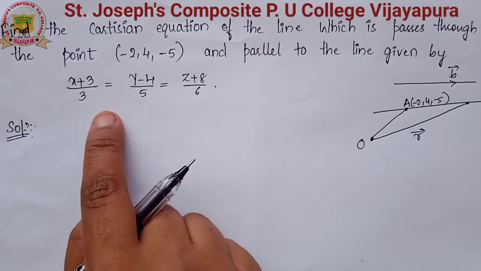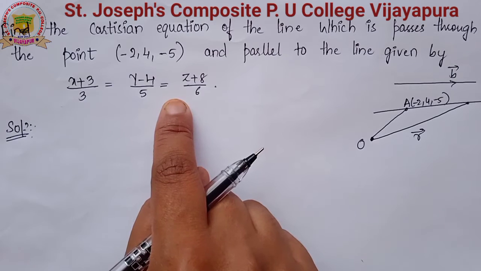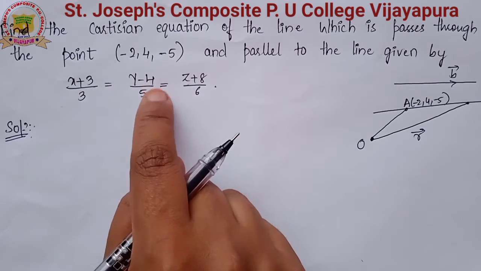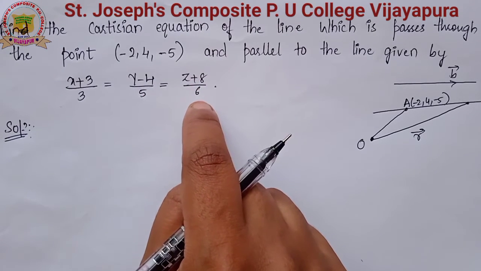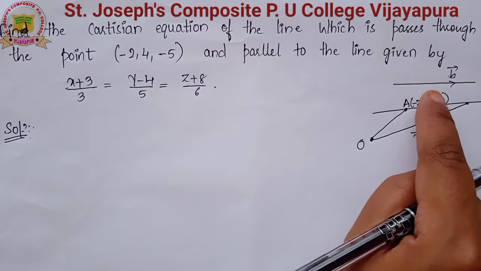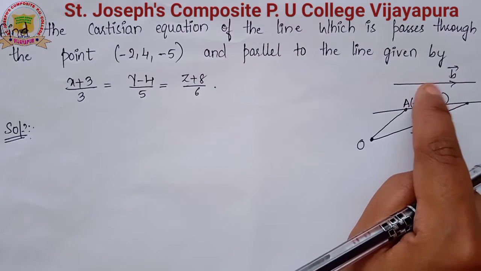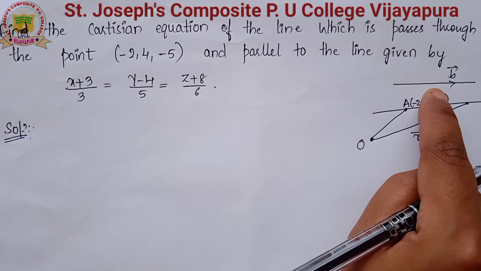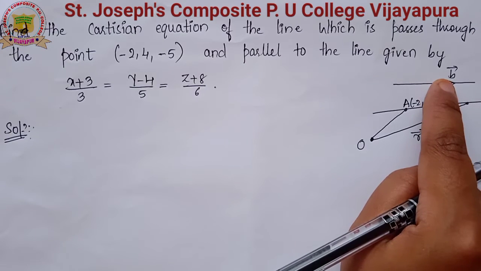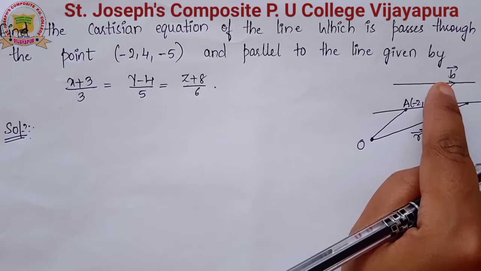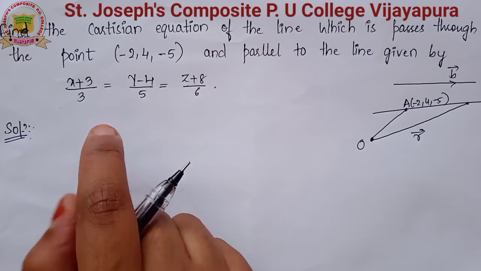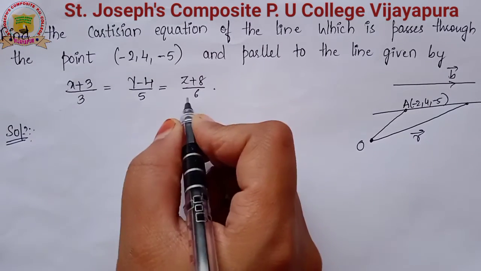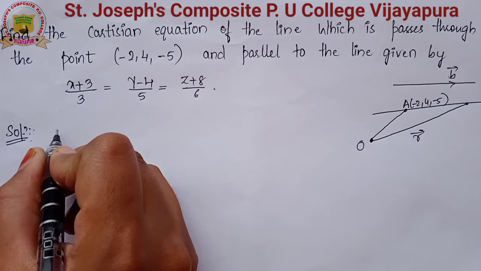And here the line is given in equation form, that is (x plus 3) by 3, (y minus 4) by 5, (z plus 8) by 6. We are not interested in the equation of this line. We need the direction vector of this line. Okay, we want the b vector. We don't want the equation of this line.